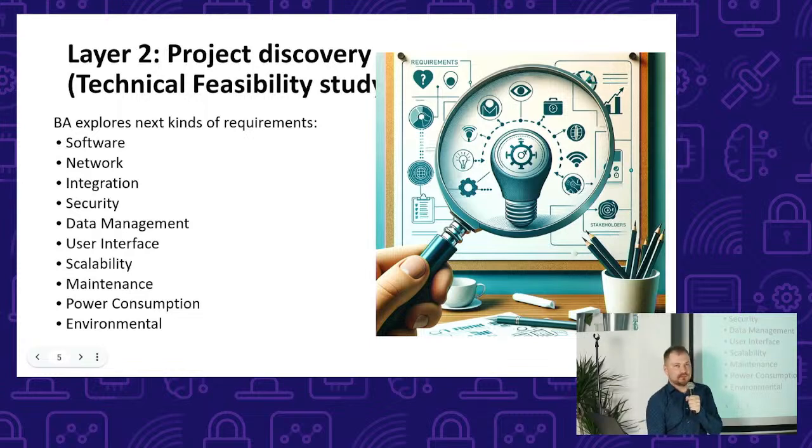During this phase, it's important for business analysts to elicit different kinds of requirements about the software, network, security, data. Usually we split all of these requirements into two groups, functional and non-functional requirements. The functional requirements answer the question what the product does and how, and the non-functional requirements answer the question how it works.